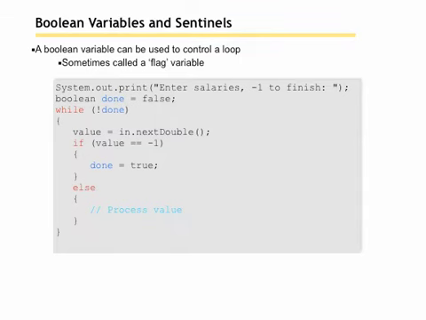Boolean variables in sentinels. A Boolean variable can be used to control a loop, and we sometimes call this a flag. So if we want to say enter salaries or -1 to finish, and then we set some Boolean variable done equal to false. So while not done, so not false, will be true, we enter the loop. We get that input from the user. We check to see if it's the sentinel value. If it is the sentinel value, we set done equal to true. If it's not the sentinel value, we add it to our total and increment our counter.